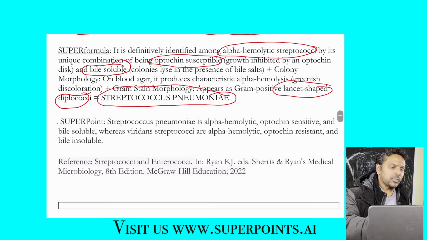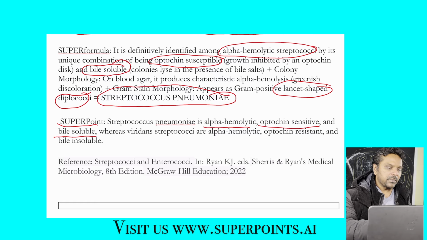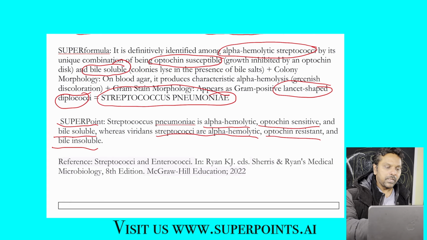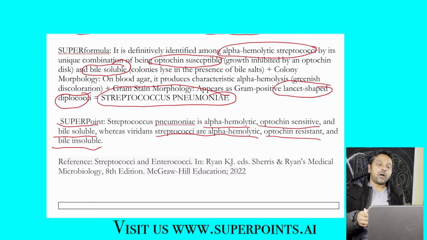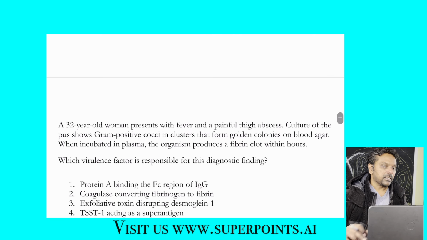So what about the super point here? Streptococcus pneumoniae is alpha-hemolytic, optochin sensitive and bile soluble, whereas viridans streptococci are alpha-hemolytic, optochin resistant and bile insoluble. In this question, they want you to know how to differentiate between Streptococcus pneumoniae and viridans streptococci. That is the key answer, folks. Very good. Let us go to the next question.